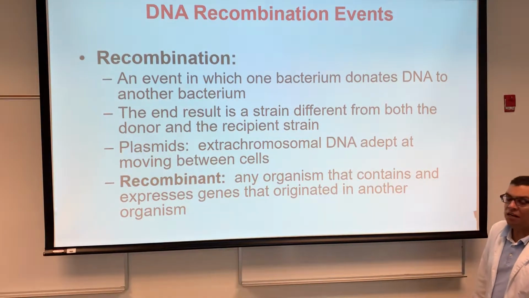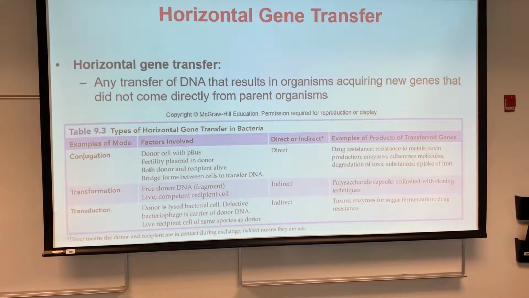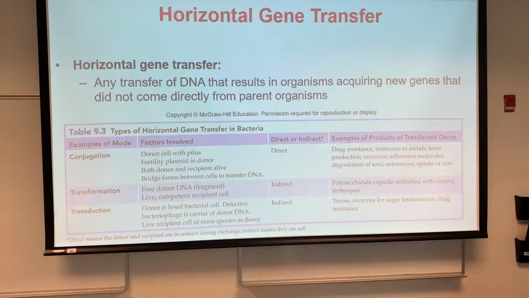And we'll see if you succeeded at it next week. If it fluoresces, you succeeded. So how are recombinants produced? Well, one way is called horizontal gene transfer.